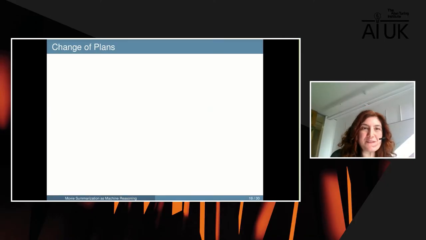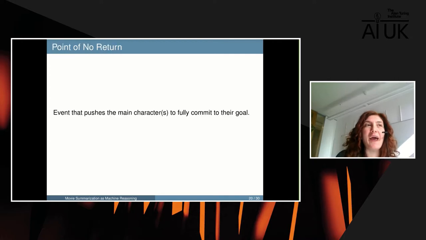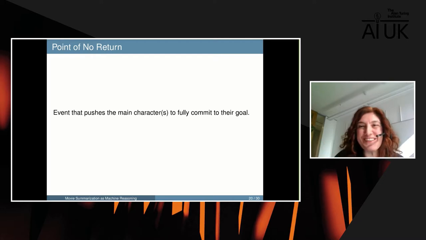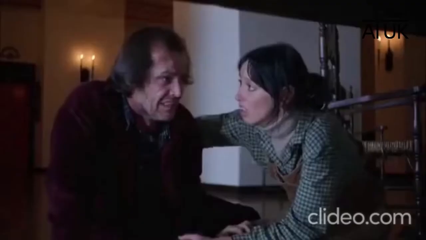Now, this is the change of plans. So from now on, things will start happening. And the third turning point is the point of no return. This is the event that pushes the main character to fully commit to their goal. And you will see in The Shining how this happens. Can we play the third video, please?